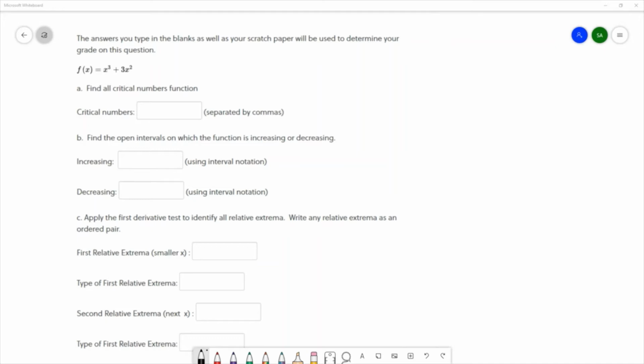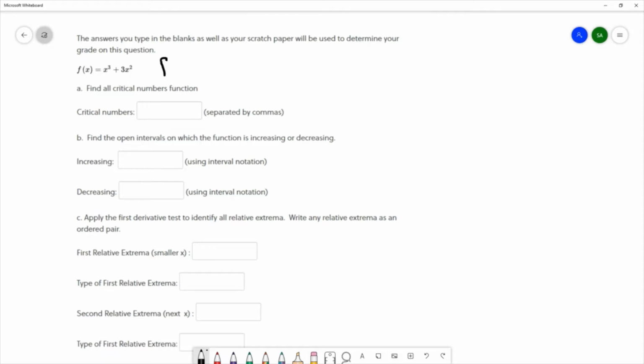In this question, we were given a function f of x equals x cubed plus 3x squared, and this is a multi-part curve sketching question. I'm showing only a few of the parts at the moment. And the first part says find the critical numbers of the function.